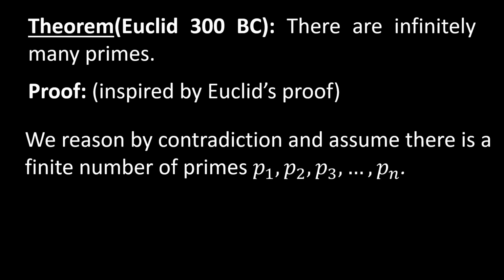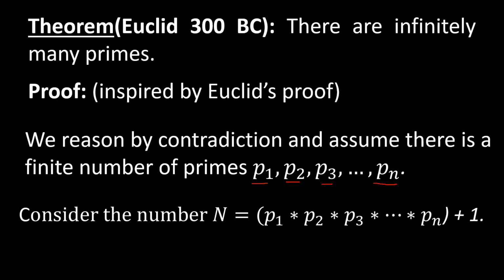Now we're going to reason by contradiction, and let's assume there are only finitely many primes. So let's say all the primes are P1, P2, P3, and Pn. So we are assuming that we have n prime numbers. And assuming that we have a finite number of prime numbers, we're going to get to a contradiction. So we're going to look at this number n, which is the product of all the n prime numbers, because we're assuming that there are only n of them, and we're going to add 1.